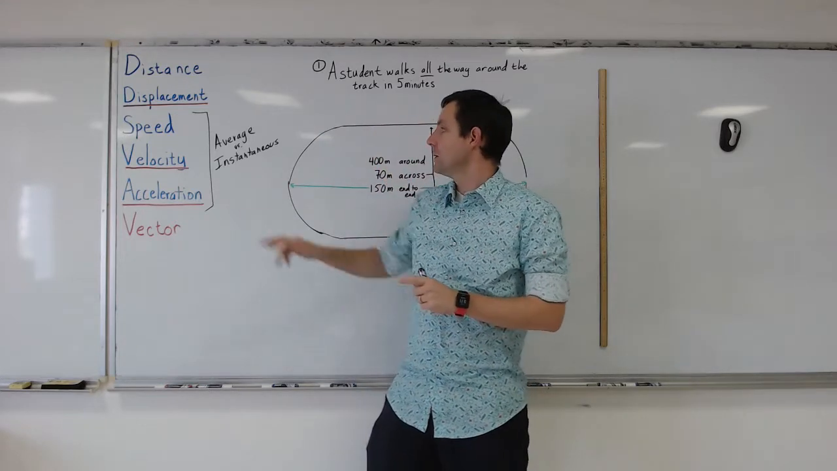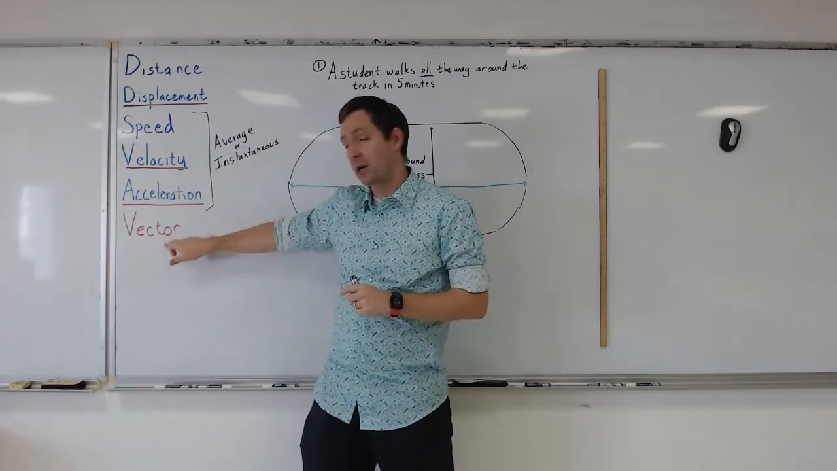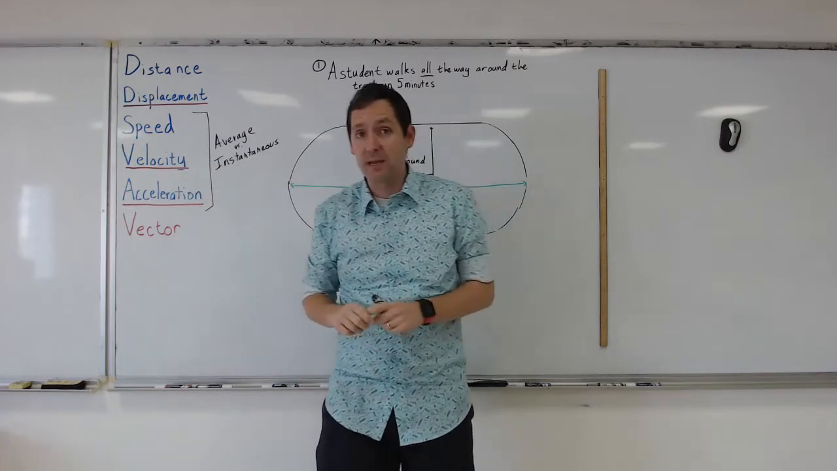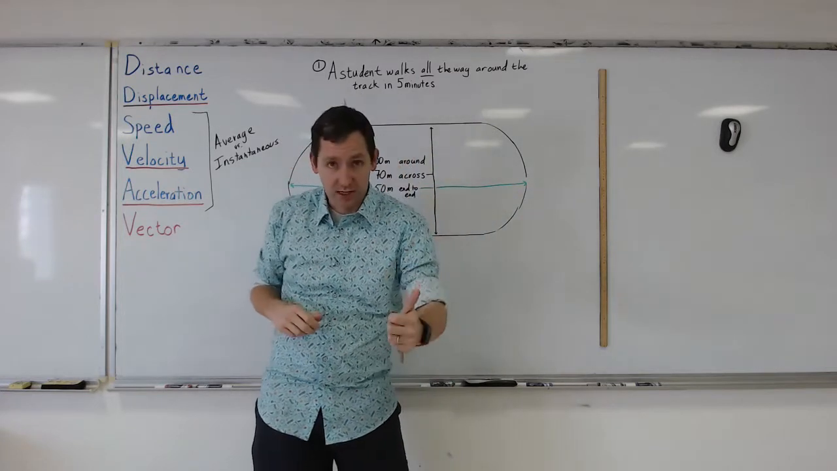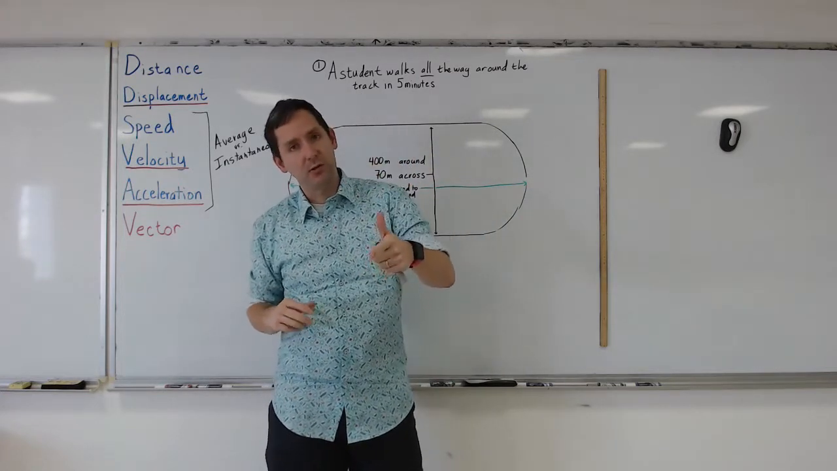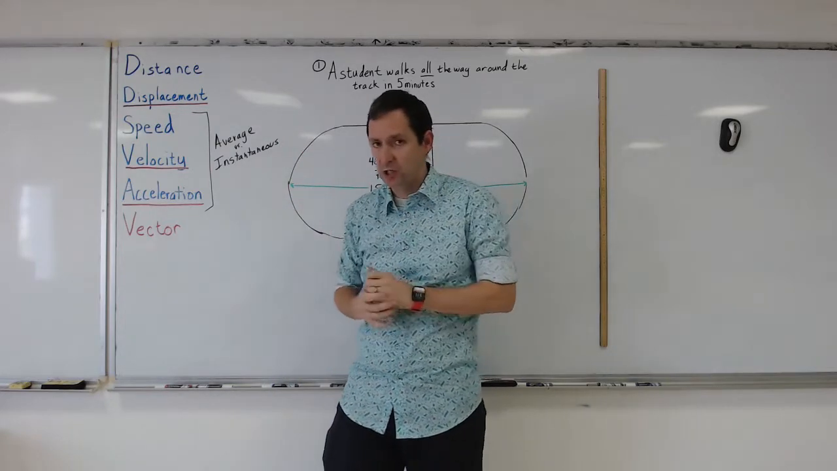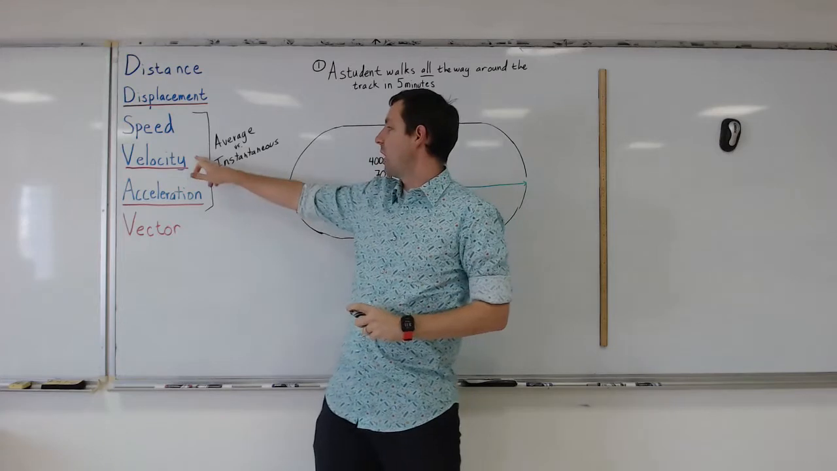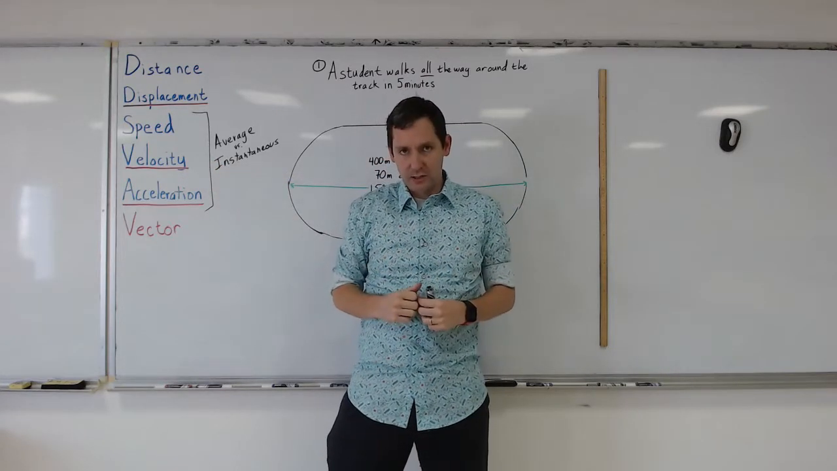Now we have velocity, and recognize velocity is underlined. So velocity is a vector. That means anytime we talk about velocity, we need to talk about both direction and magnitude. The magnitude's easy, but the direction, we need to remember to talk about the direction as well. Now, velocity is defined as displacement over time.